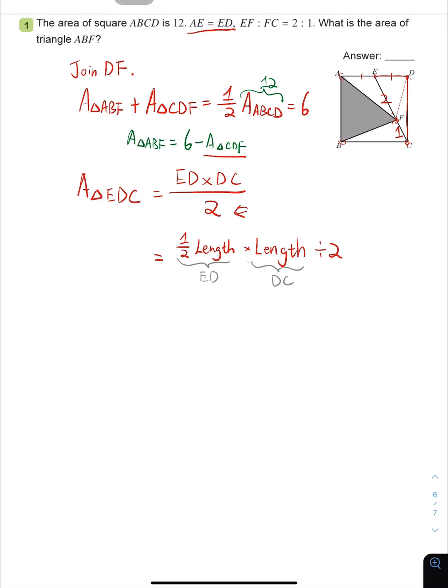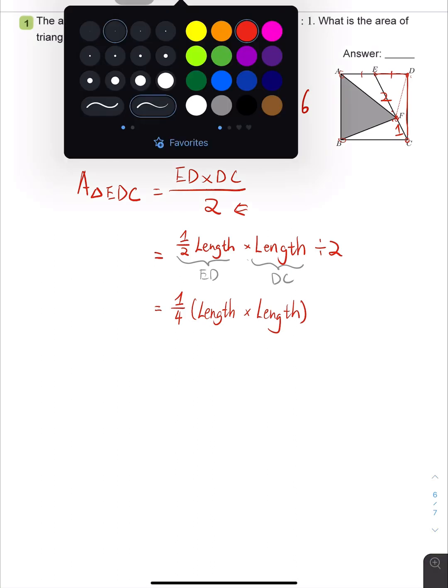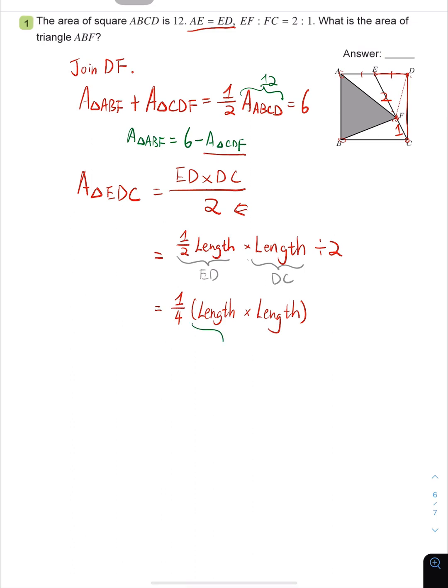So if I'm dividing half the length times length by 2, I'm going to get a quarter of the length times the length. Wait a second. What is the length times the length? It is exactly just the area of the square. So it means that the area of triangle EDC is going to be equal to a quarter of the square. That is a quarter of 12, which equals 3.